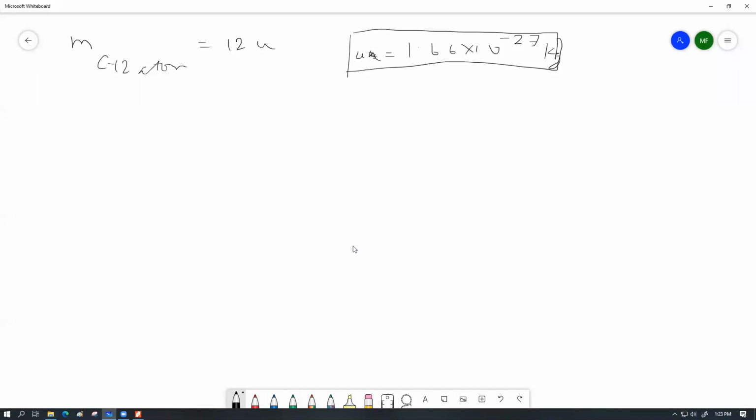So we use u, and the way it works is this. The mass of one carbon 12 atom equals 12u. Here the u is defined as atomic mass unit, which has a value of 1.66 times 10 to the power minus 27 kg. You don't have to memorize this value. This is not n, this is u. This will be given to you in the formula sheet, so you don't have to bother to memorize this number.